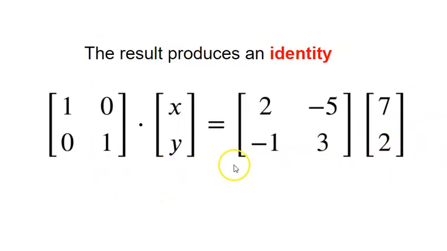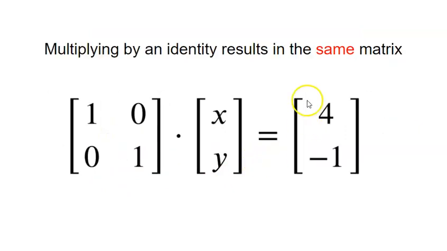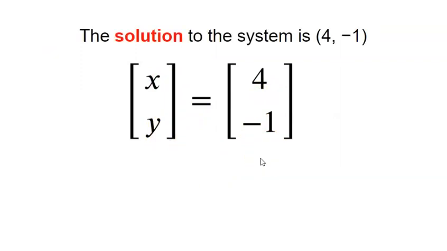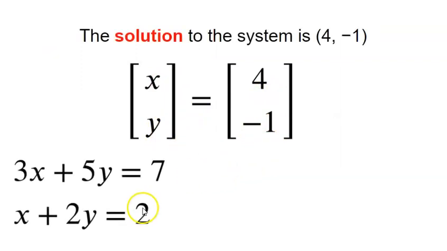And so the output is an identity on the left, and it's the numbers 4 and negative 1 on the right. Since multiplying 1, 0, 0, 1 by x, y just gives you x, y, we can say that x and y are 4 and negative 1. So the solution to this system that we started with is 4, negative 1.